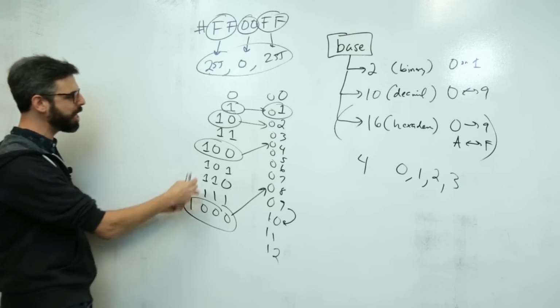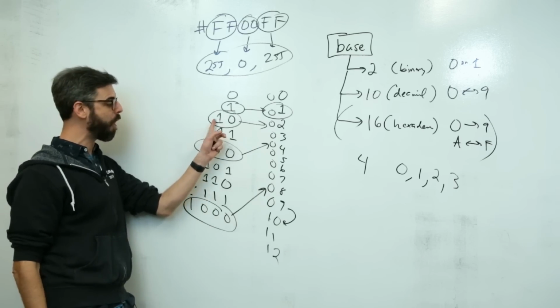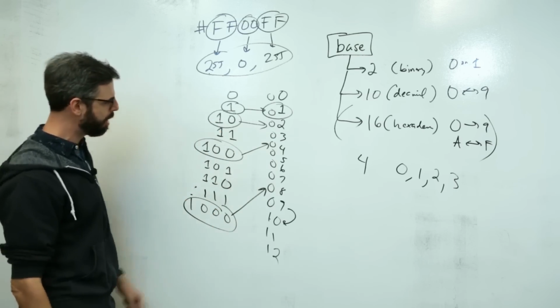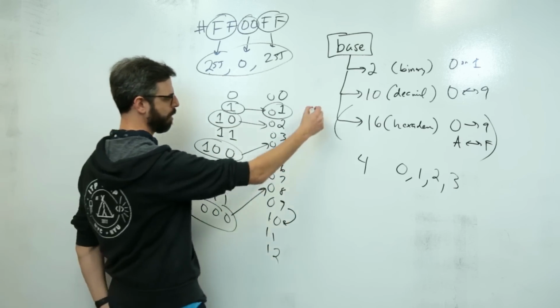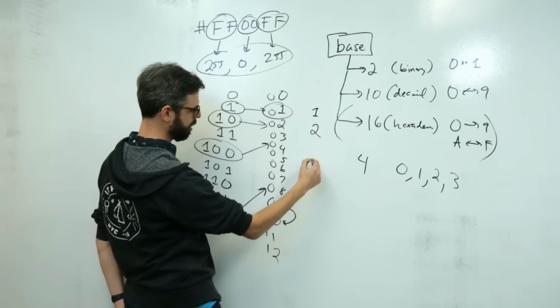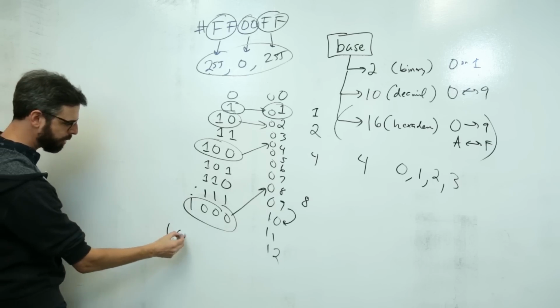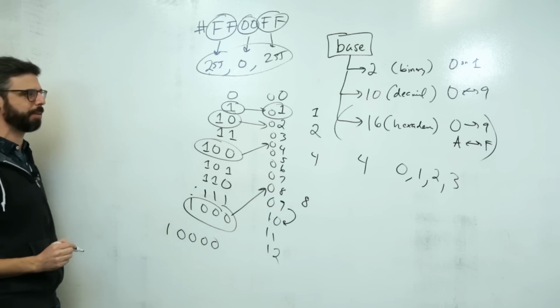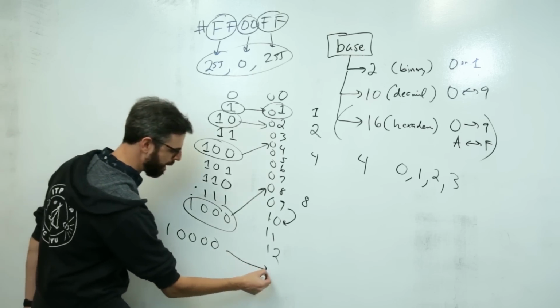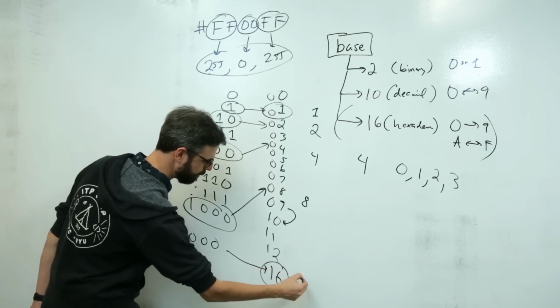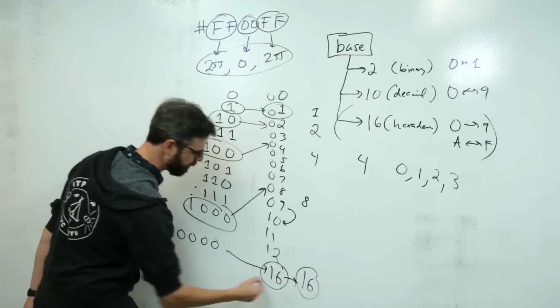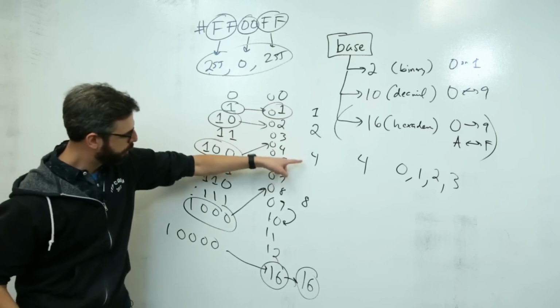Notice that when there is only the leading digit 1 and everything else is a 0, there's a pattern here. 1, 2, 4, 8. Maybe now you could imagine what 1, 0, 0, 0, 0 is going to be. How about 16? Whoops, sorry, 16. I should put that over here. 1, 2, 4, 8, 16.